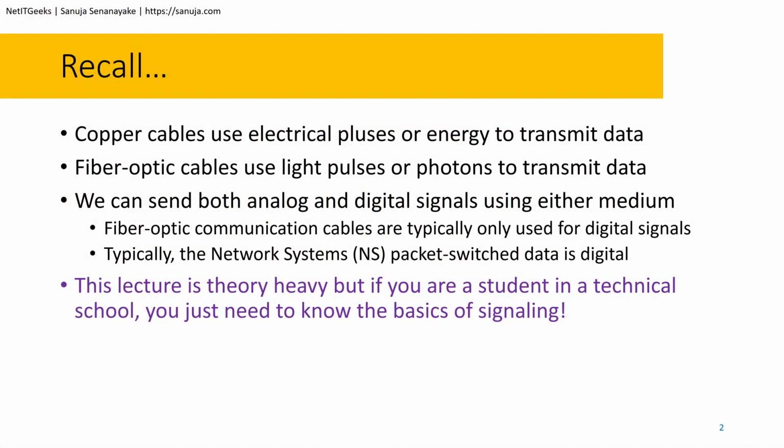Please recall from my previous lectures that copper cables use electrical pulses or energy to transmit data, while fiber optic cables use light pulses or photons to transmit data. We can send both analog and digital signals using either medium, whether copper or fiber optic cables, but typically fiber optic communication cables are used for digital communication when we use them in infrastructures.